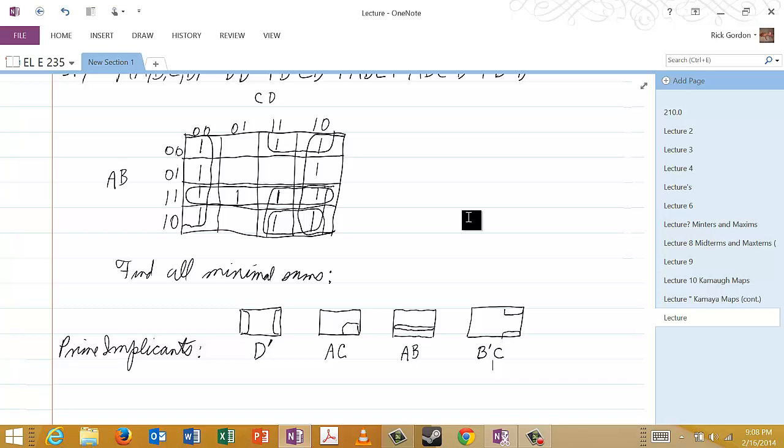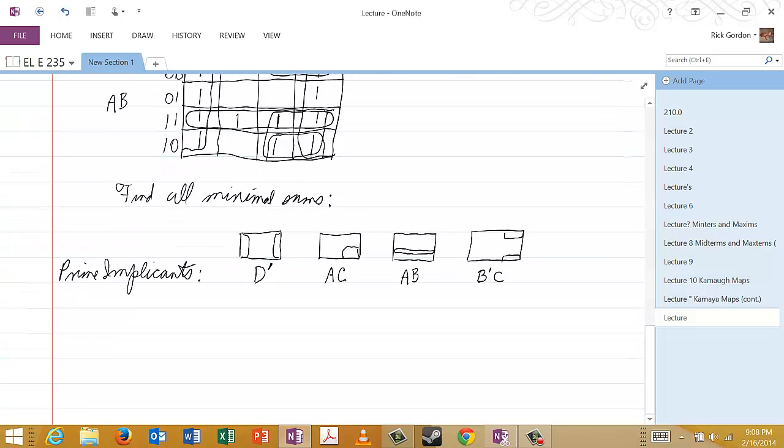And therefore, we're done. These 4 prime implicants that we have identified are all of the prime implicants for this function. And now, as usual, once we have identified the prime implicants, we want to find out the essential prime implicants.